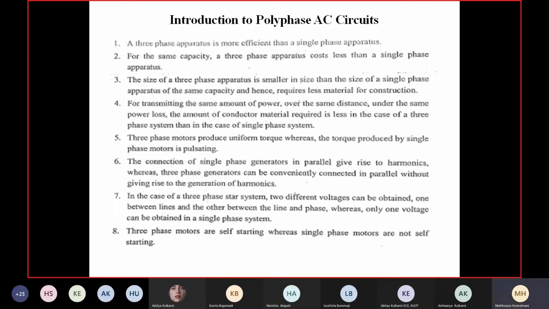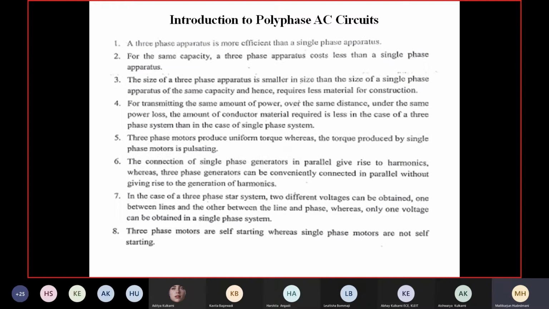Next, fifth point. Three phase motors produce uniform torque, whereas the torque produced by a single phase motor is pulsating. This is from the perspective of application. Let us say you are choosing a motor for a conveyor or a fan. Which kind of motor do you use for application in industry, three phase or single phase?